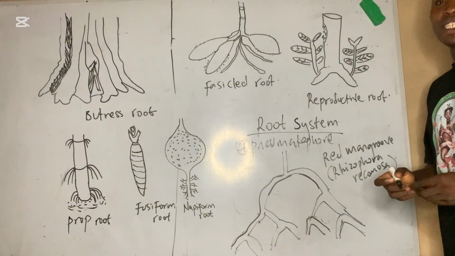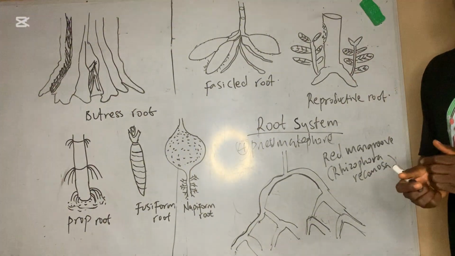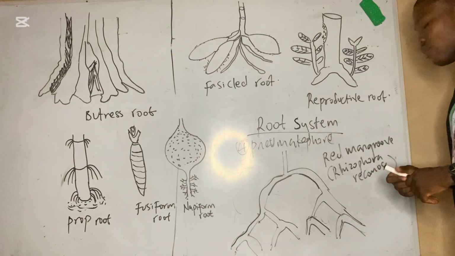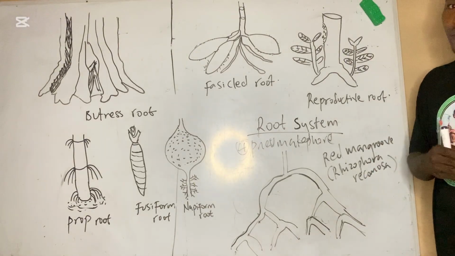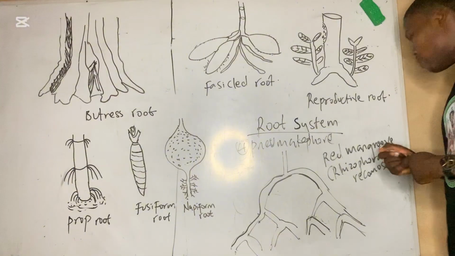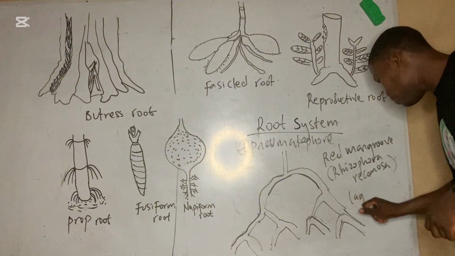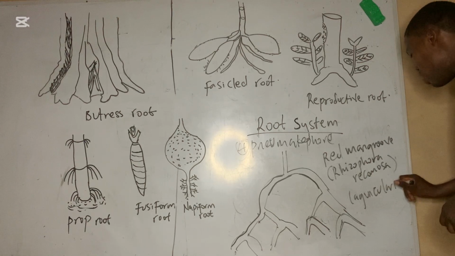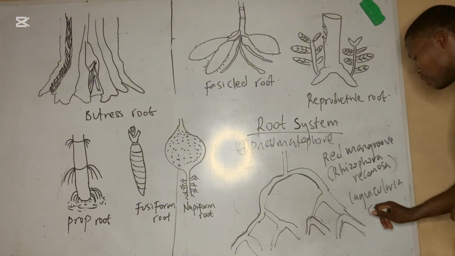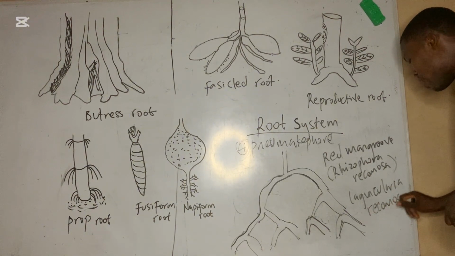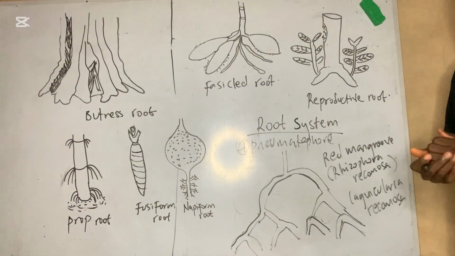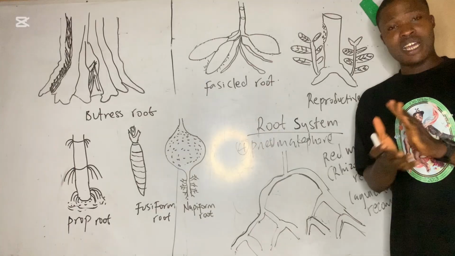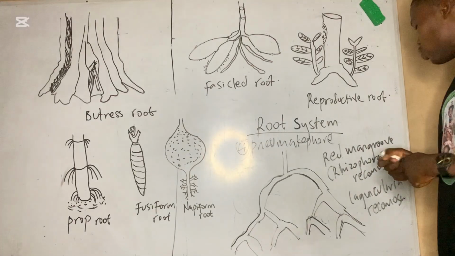People confuse white mangrove with black mangrove. White mangrove is Laguncularia racemosa, let me spell it: Laguncularia. Laguncularia racemosa is white mangrove, not Avicennia nitida. Avicennia nitida is black mangrove. So this is white mangrove.